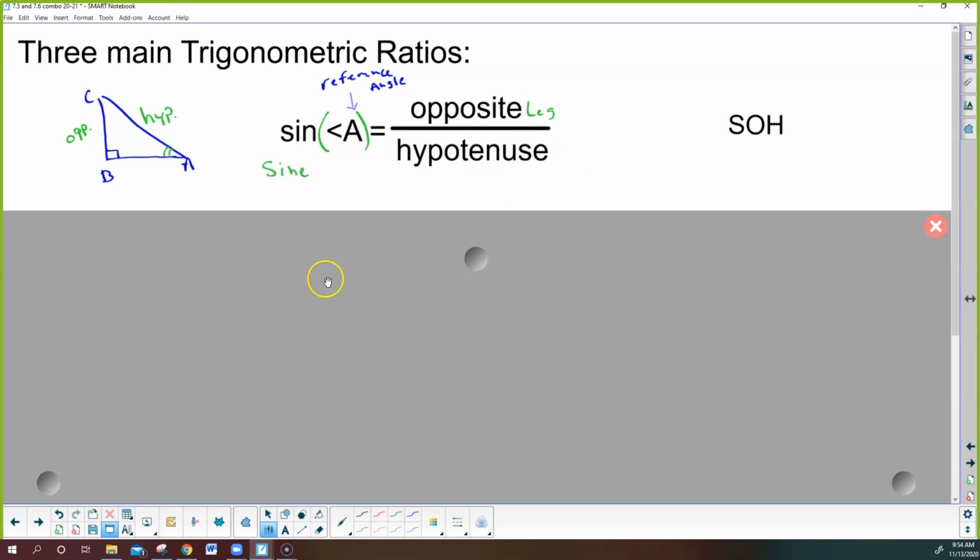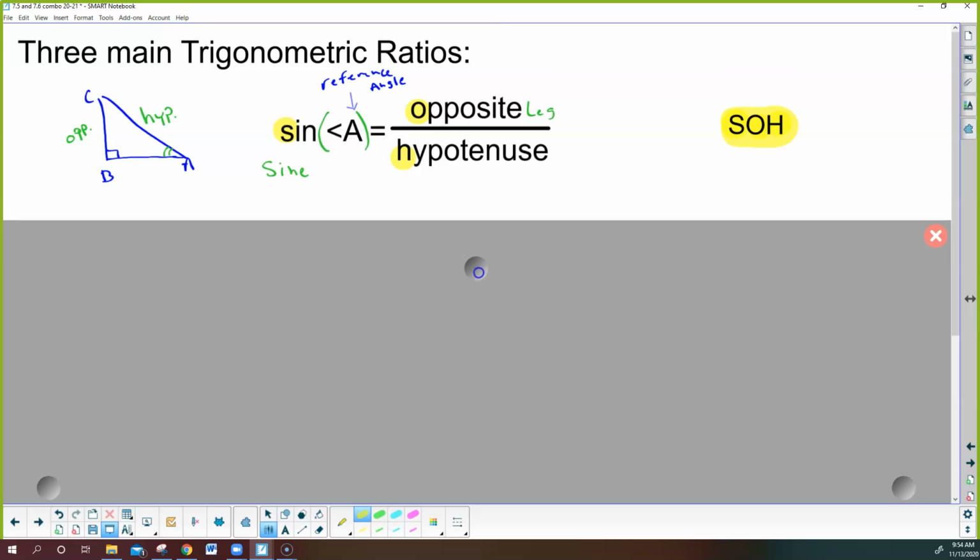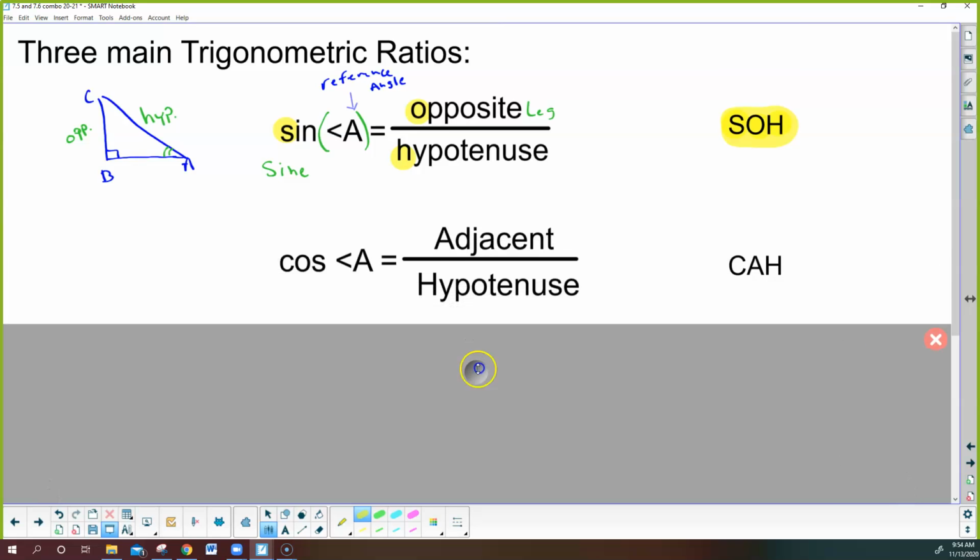All right, now we're going to abbreviate this. SOH CAH TOA. Where does the S come from? The S stands for sine, the O stands for opposite, and then the H is hypotenuse. So that's the SOH part. Okay? It's kind of our way to remember these ratios.